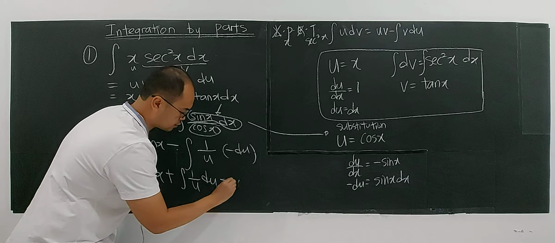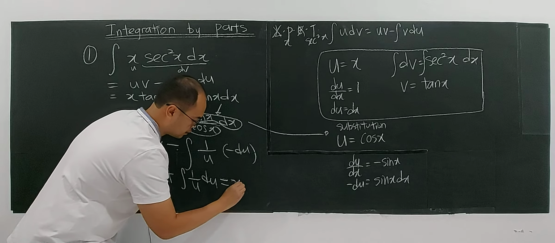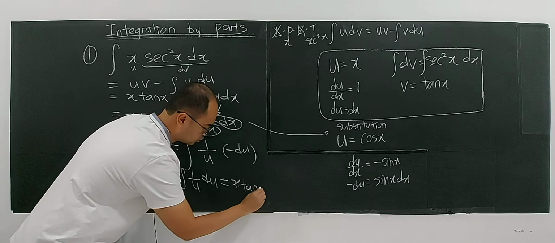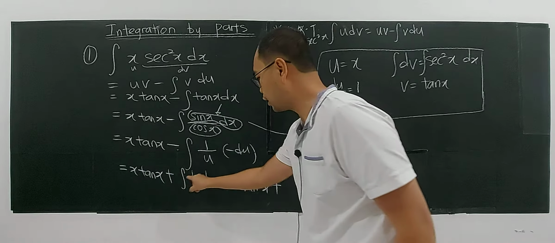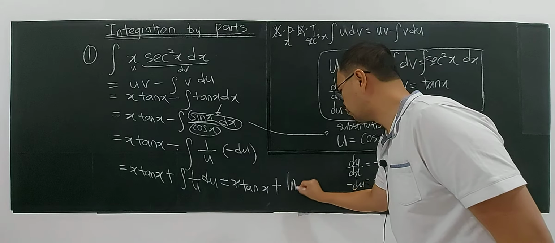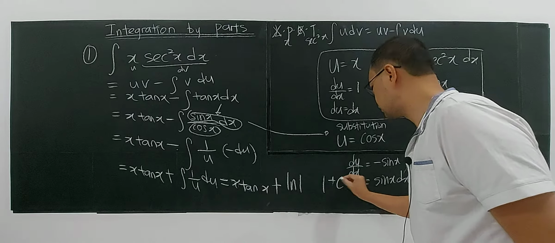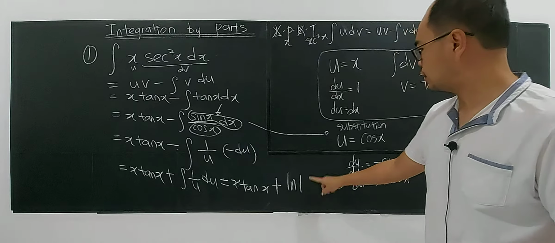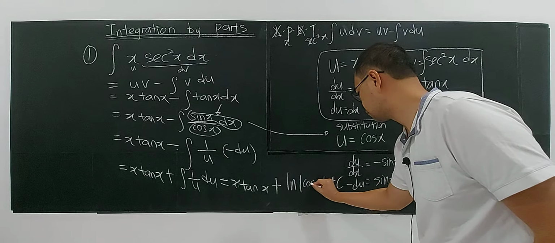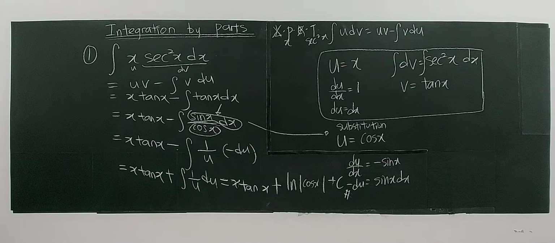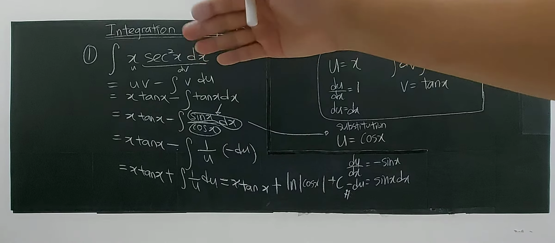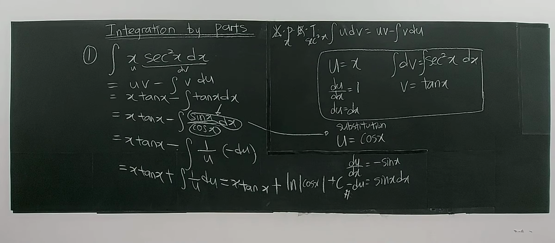So you have x tangent x plus the integral of 1 over u, which is ln modulus u plus c, right? So your u in this case will be cos x. So this is the combination where we first apply integration by parts, followed by integration by substitution. There are many more problems that are more difficult, involving more than one technique.